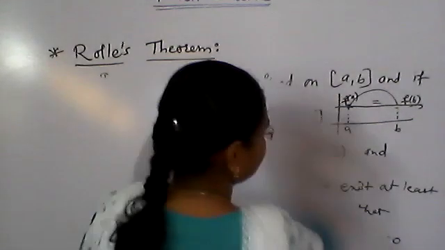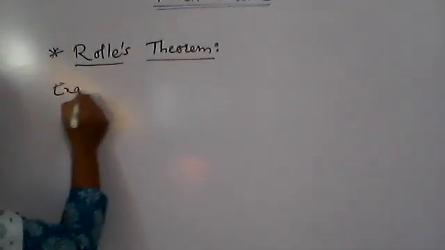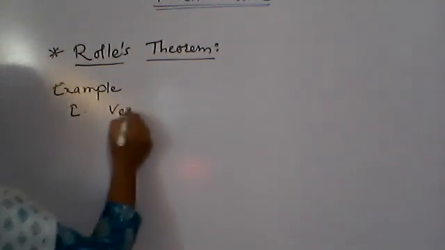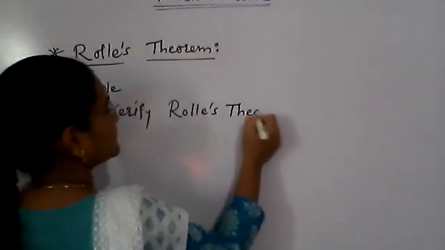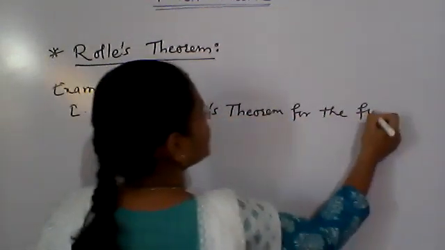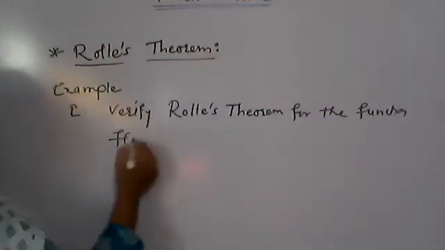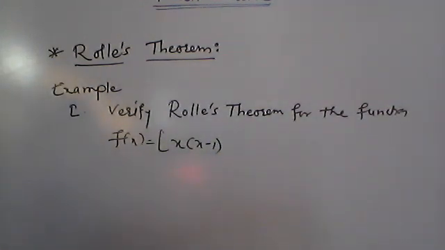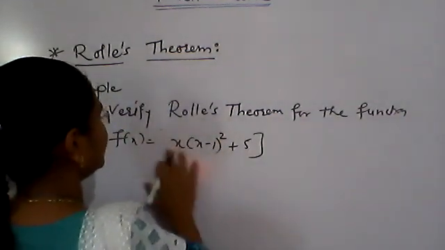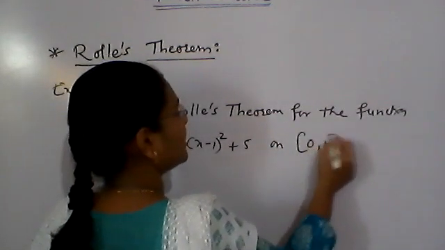Verify. Example we'll take. Verify Rolle's theorem for the function f of x equals x into (x minus 1) whole square plus 5 on the closed interval 0 comma 1.